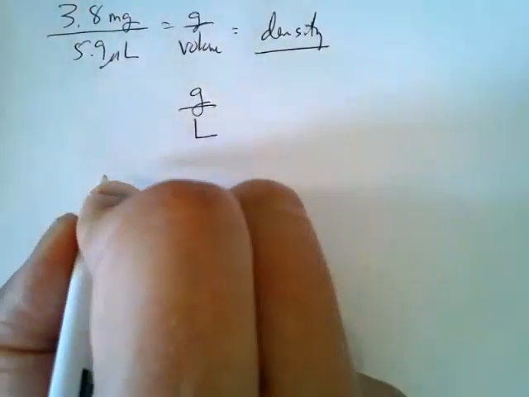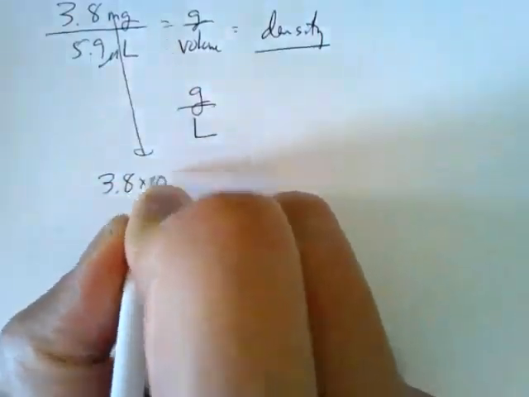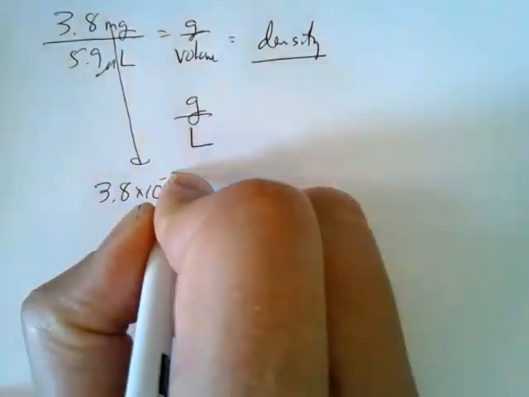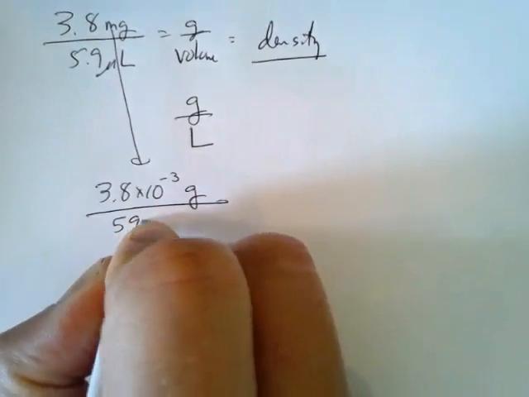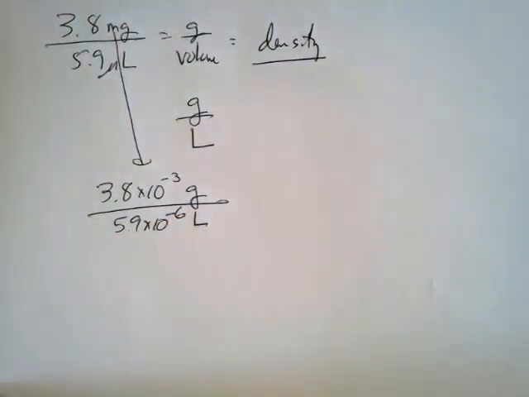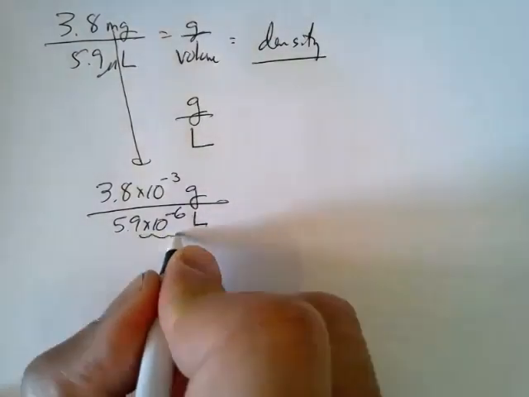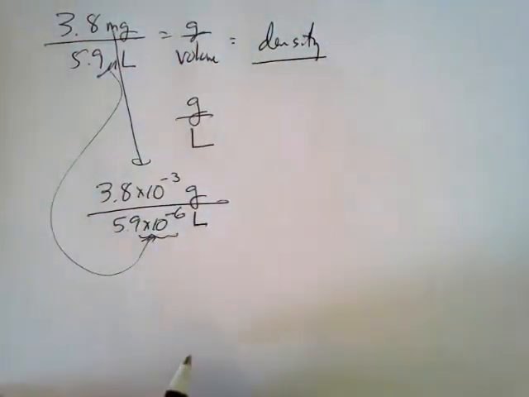All right, if we do this, we would take 3.8. I make that mental substitution, or in this case, the physical substitution, 3.8 times 10 to the minus 3 grams, 5.9 times 10 to the minus 6. Drop the micro, add the liters. So I'm just plugging that in. This keeps me from getting things wrong.